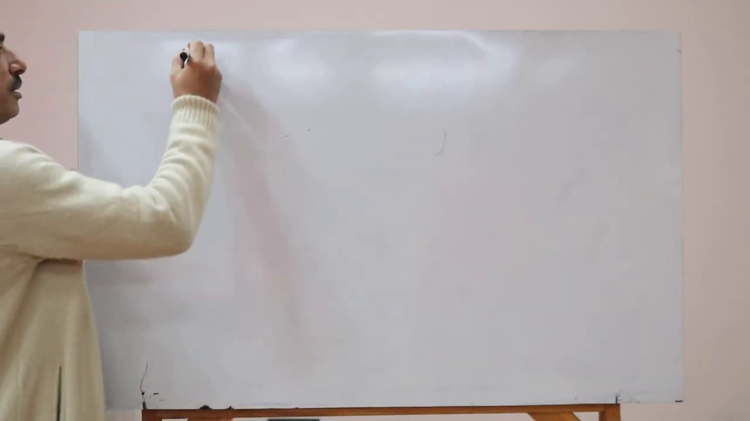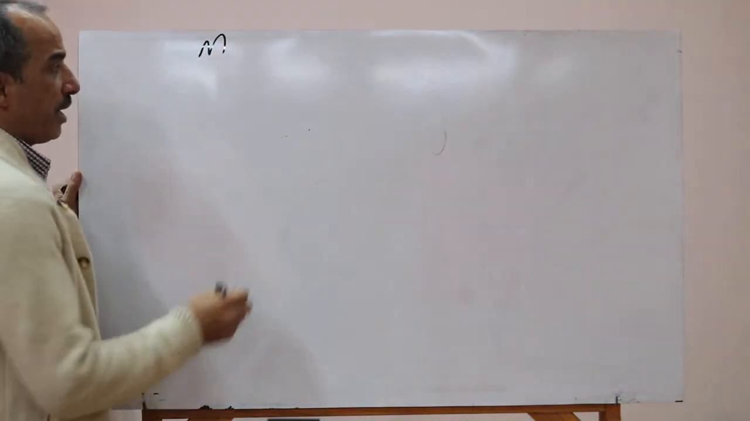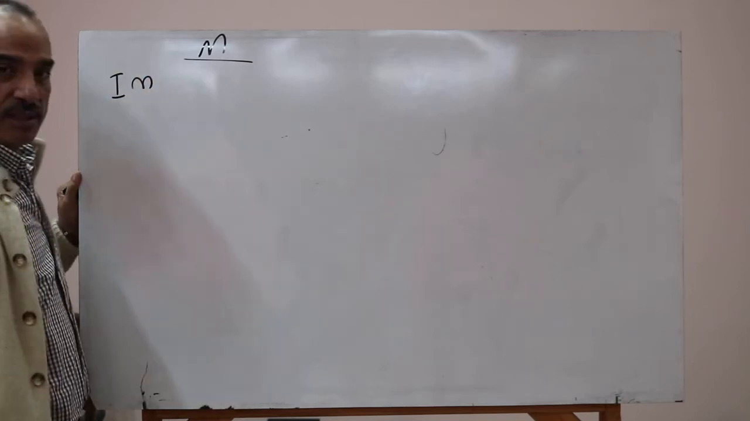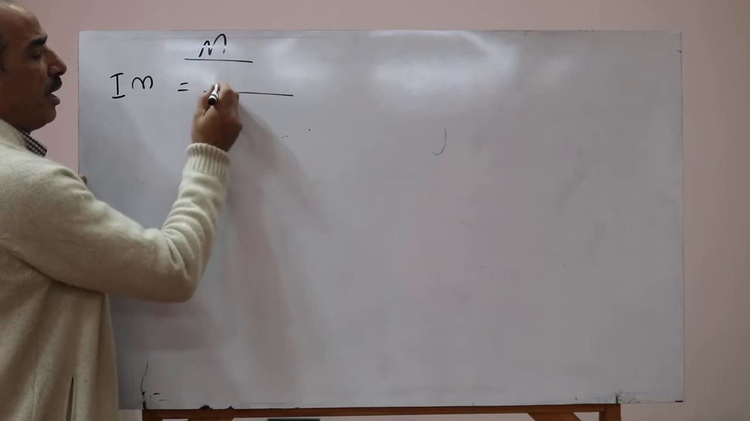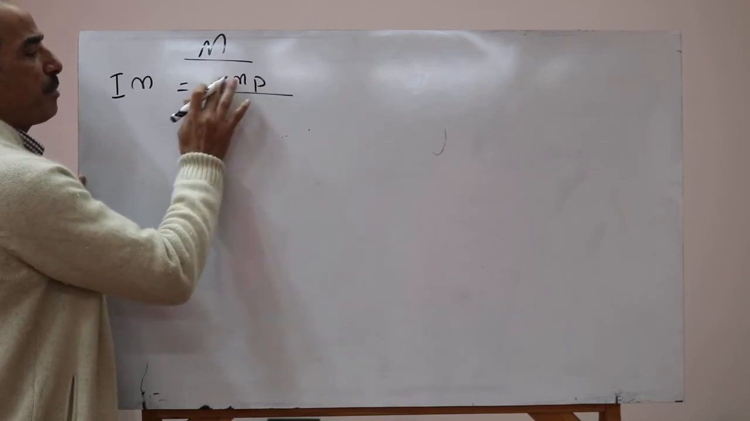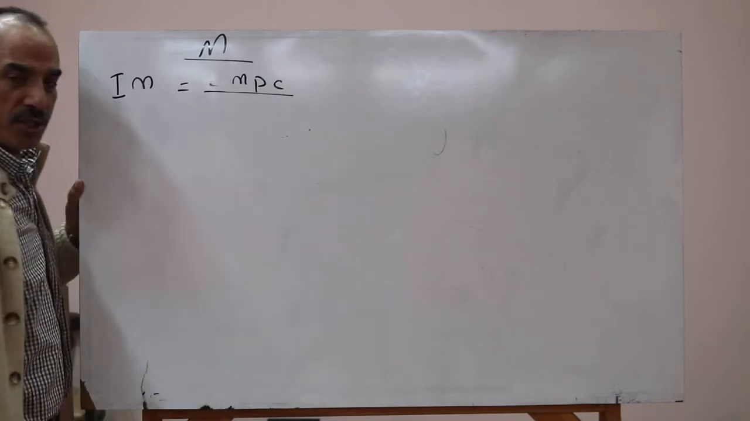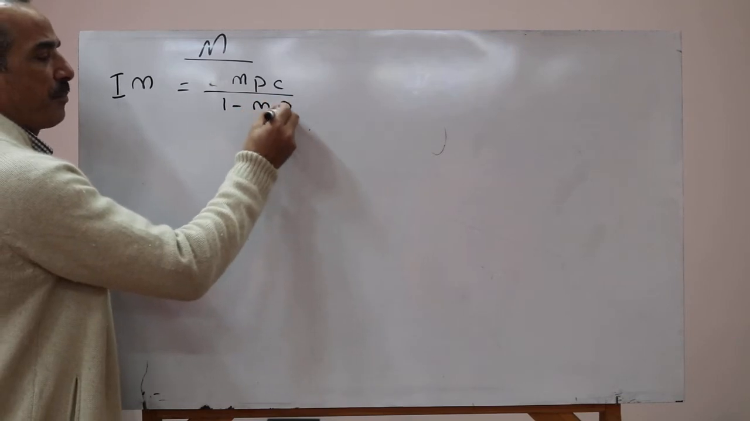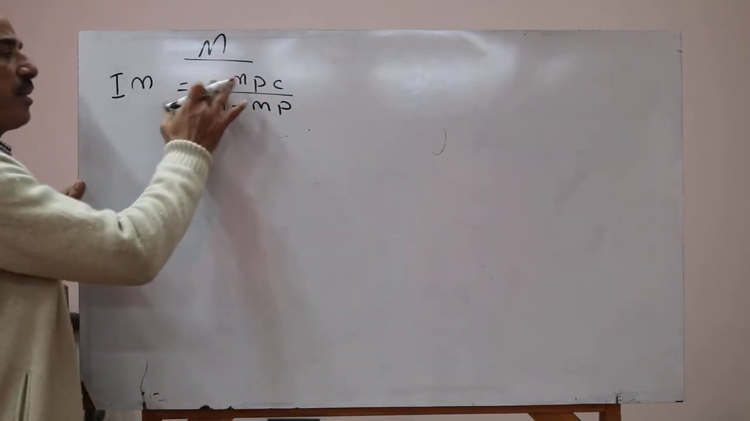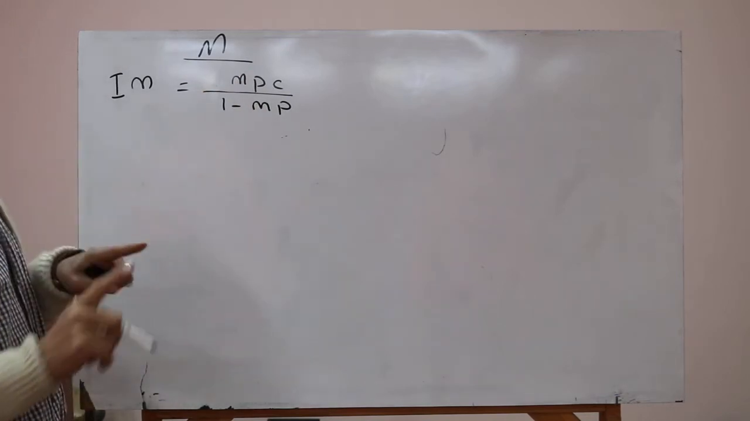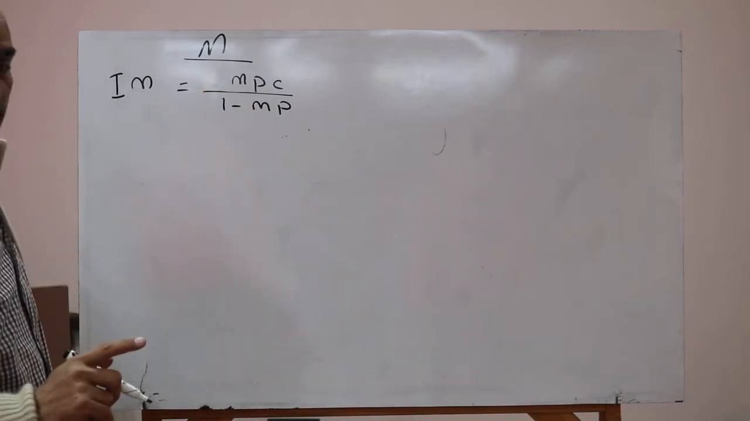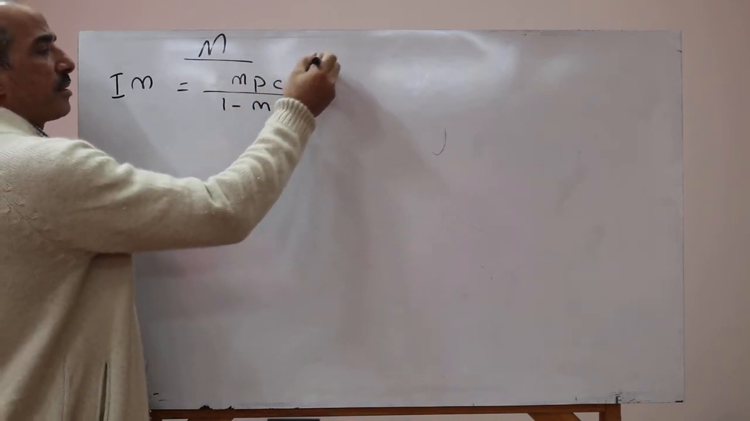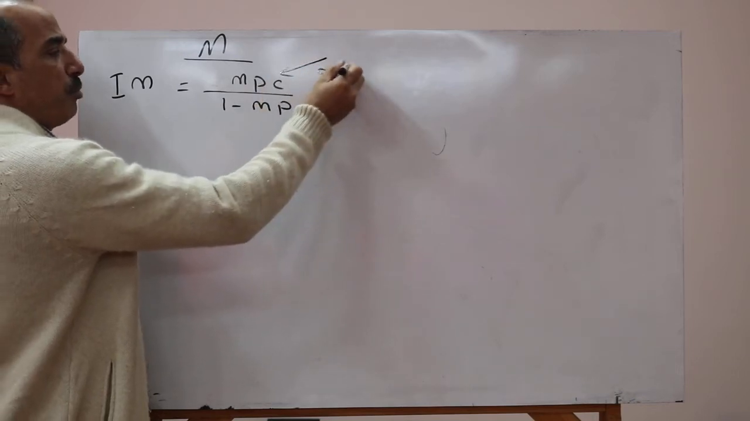Multiplier. The first is the investment multiplier, which equals 1 out of 1 minus MPC, where MPC is the marginal propensity to consume, the number behind income in the consumption function. Say the MPC equals 0.8.